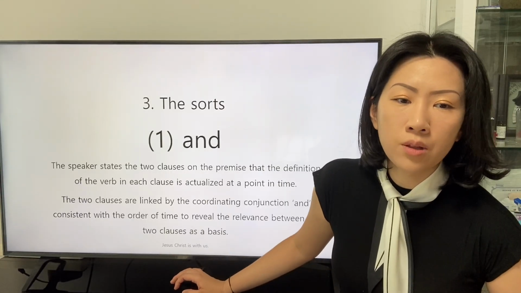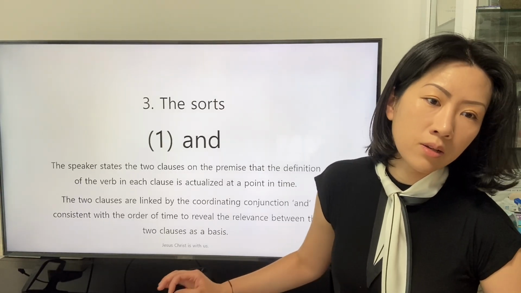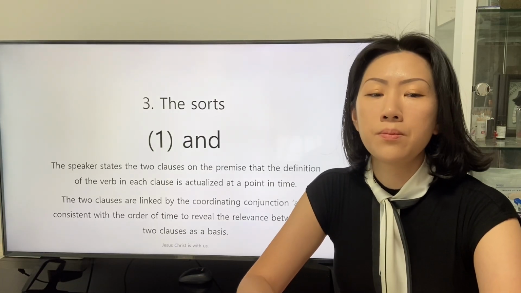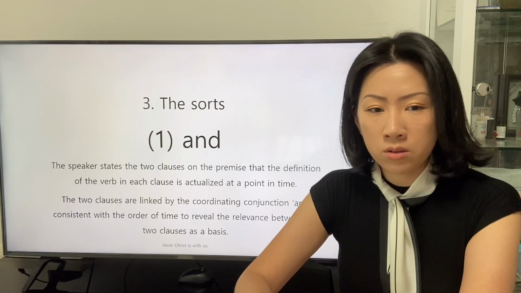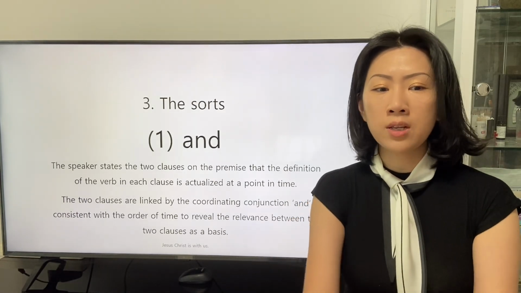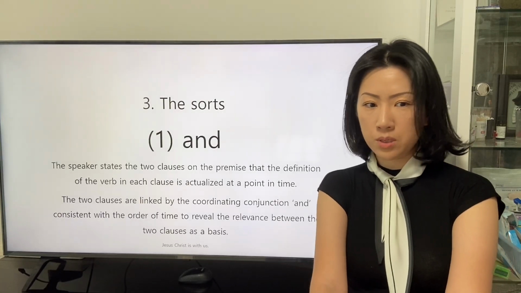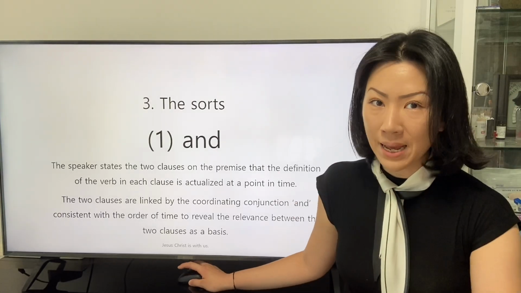The speaker states the two clauses on the premise that the definition of the verb in each clause is actualized at a point in time. The two clauses are linked by the coordinating conjunction and consistent with the order of time to reveal the relevance between the two clauses as a basis.